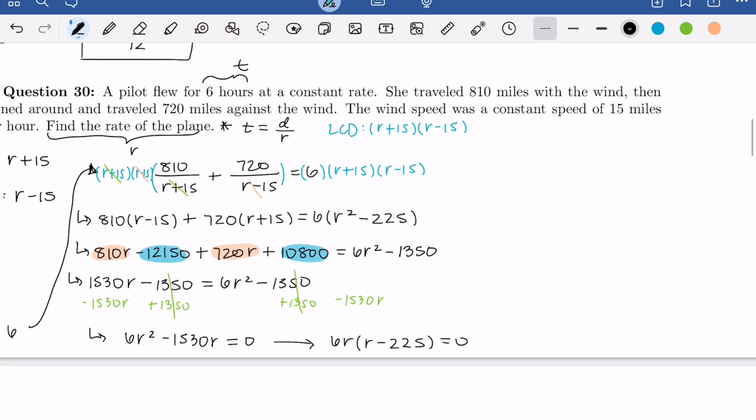Now from here, we can use our zero factor property to solve this. If this is going to be equal to 0, then either this must be equal to 0 or this must be equal to 0. So we're going to have 6r is equal to 0, or r minus 225 is equal to 0. So this tells us r is equal to 0 or r is equal to 225.